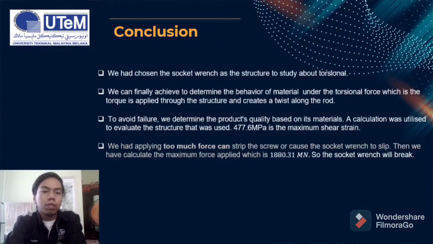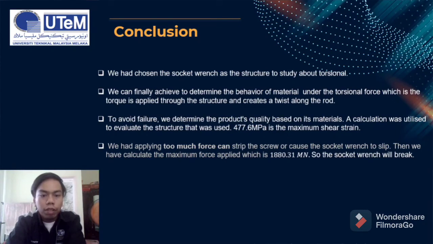Okay, for the conclusion of this assignment, first we chose the socket wrench as the structure to study torsion. Second, we achieved determining the behavior of the material under the torsional force, where the torque is applied through the structure and creates a twist along the rod. Next, to avoid failure, we determine the product's quality based on its material. We have calculated the maximum shear stress, which is 477.6 megapascal, to evaluate the structure that was used.